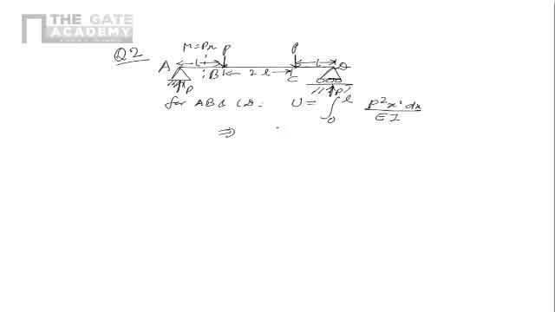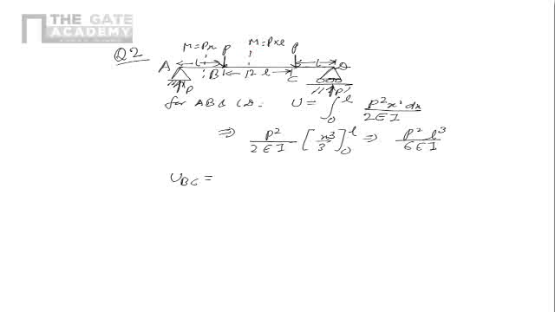If I do the integration, I get P square x square upon twice EI, and this is x cube by 3, from 0 to L, so that becomes P square L cube upon 6 EI. This is the strain energy in AB, and this is the strain energy in CD also. So the total strain energy in AB and CD together will be twice of this. Now let's see what is the strain energy of BC. For BC, the moment is constant. M is P into L, the moment at point B, which is the moment in BC also.